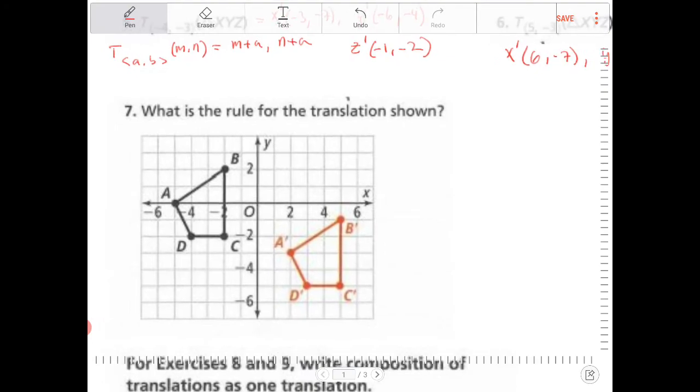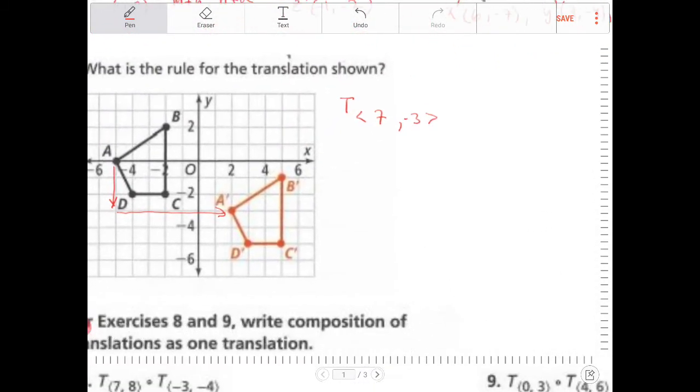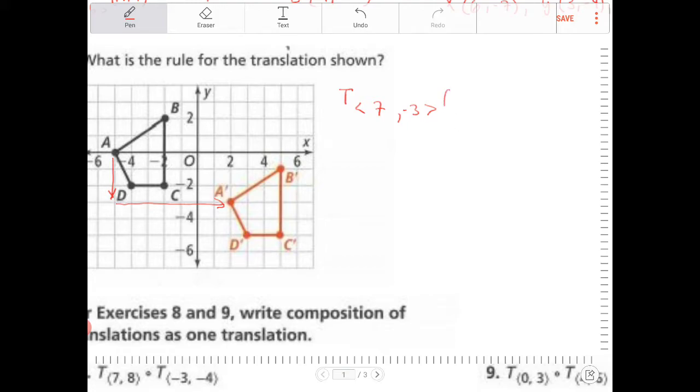What is the rule for the translation shown? Here all I have to do is figure it out for one point, and it will be the same for all the other points. So that's how you can tell. This is going to be a translation in the horizontal direction. We always list the horizontal direction first, then the vertical component. So we're moving 2, 4, 6, 7, I believe. Yes, 7 to the right and 3 down, of quadrilateral ABCD.